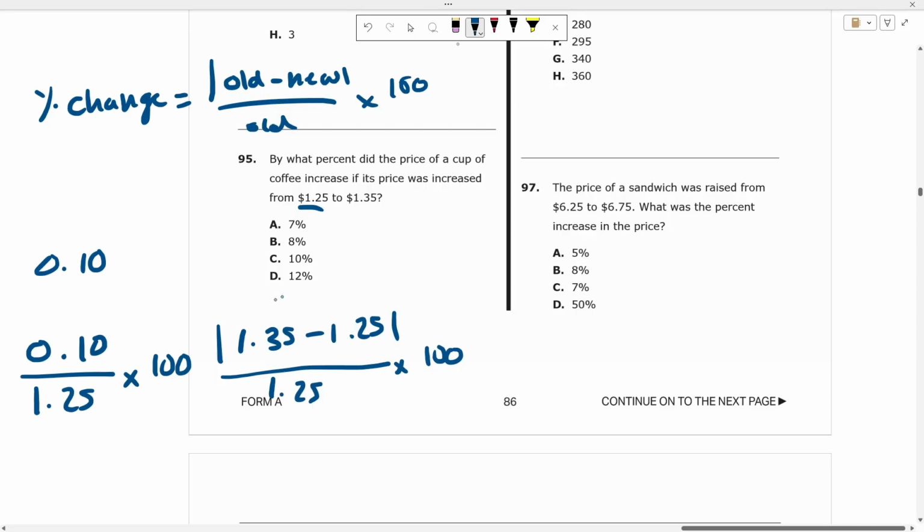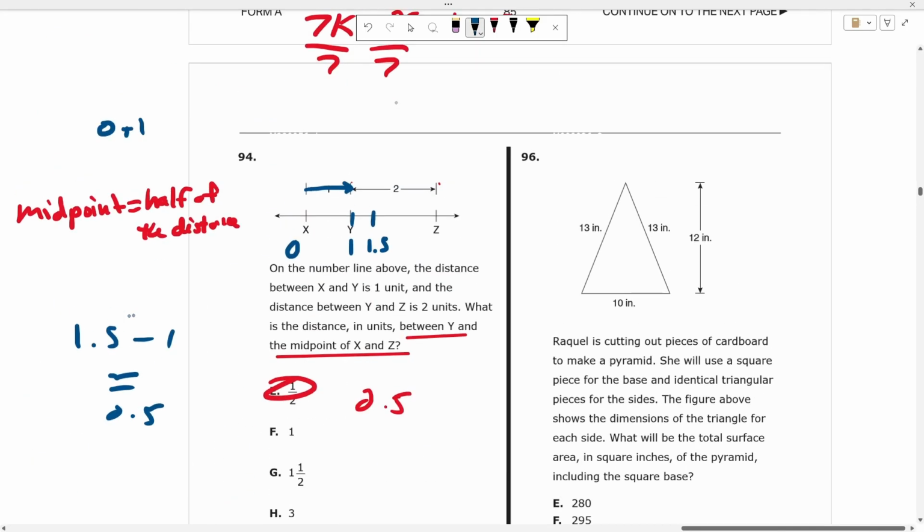If we do that math, it's going to give us about 8. Okay? So 0.1 divided by 1.25 is going to be 0.08, and 0.08 times 100 is going to equal 8, so it's 8%. This 100 is to convert this decimal into a percentage, by the way.